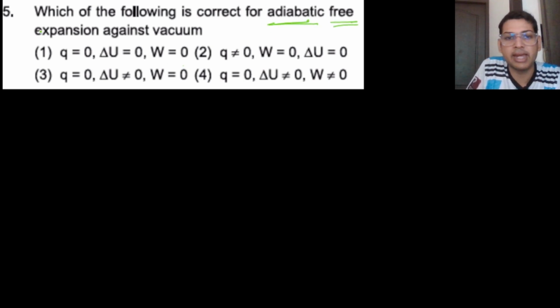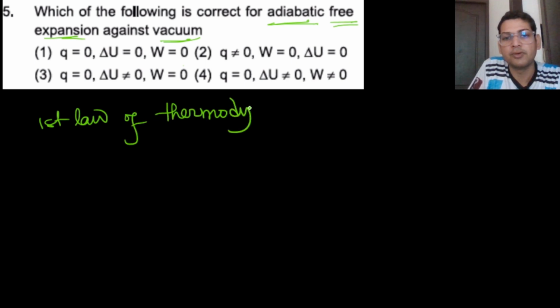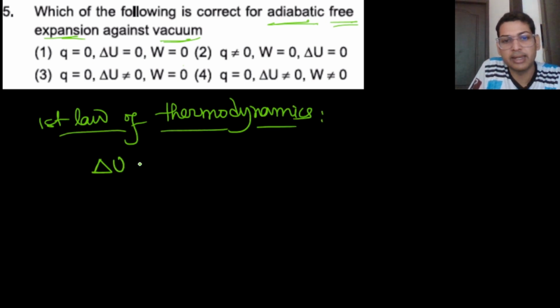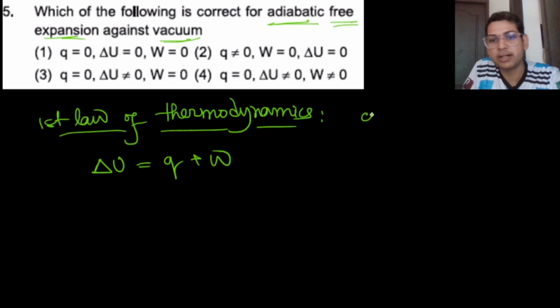Adiabatic free expansion against vacuum. Sir, we know the first law of thermodynamics. This is a very easy question. What is the first law of thermodynamics, sir? The first law of thermodynamics is delta U equal to Q plus W. Very easy. Then, sir, what is the condition given? What are the conditions given?